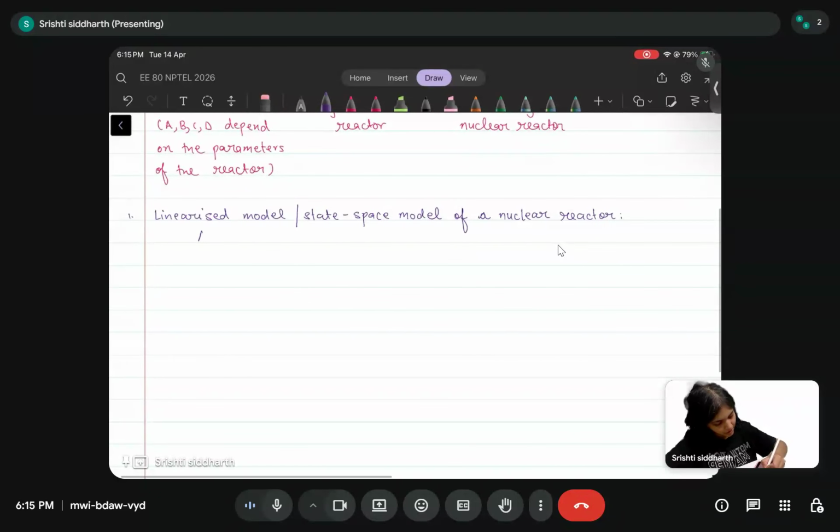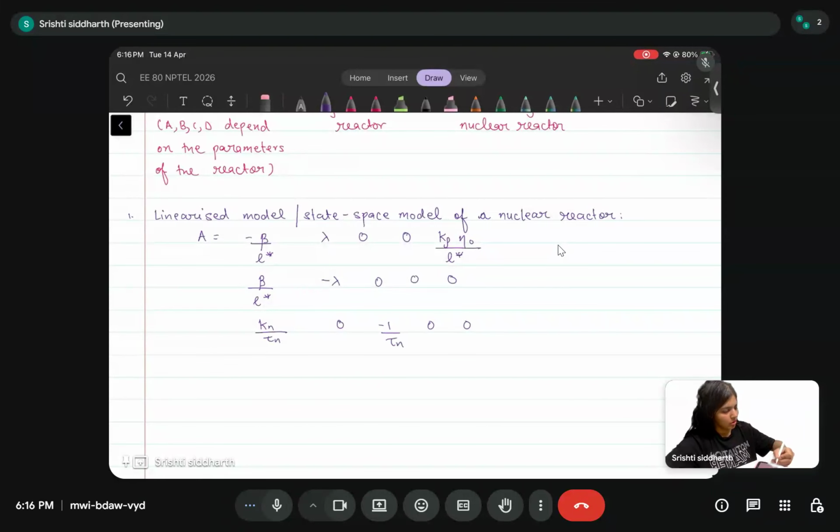So the first is the matrix A. This is given by minus beta over L star, 0, 0, eta naught over L star; beta over L star minus lambda, 0, 0, 0; gain over tau n, 0, minus 1 over tau n, 0, 0; then minus kr over tau r squared, minus 1 over tau r, 0; and the last row of the matrix is 0, 0, 0, 0, 0. So just check if this is a 5 by 5 matrix.